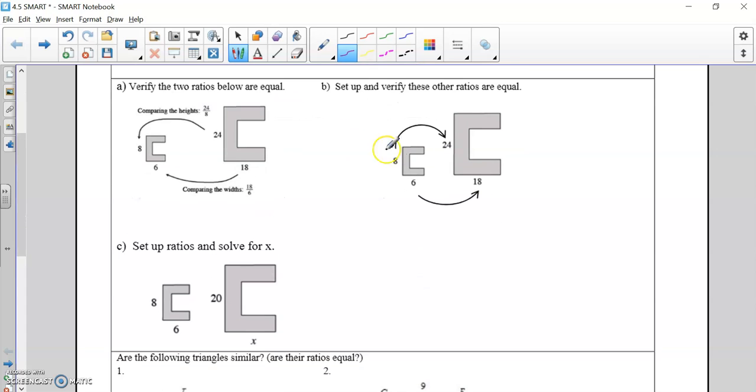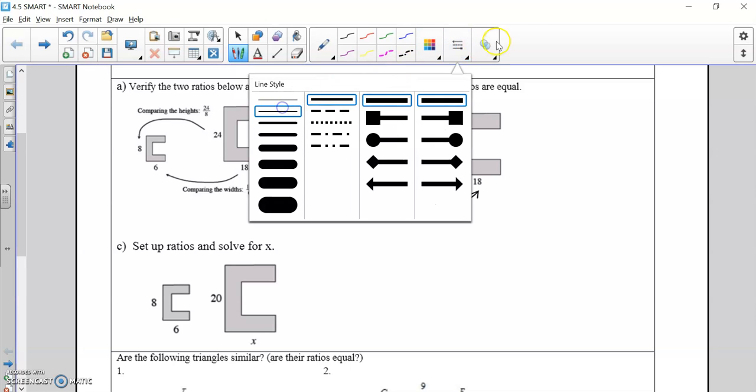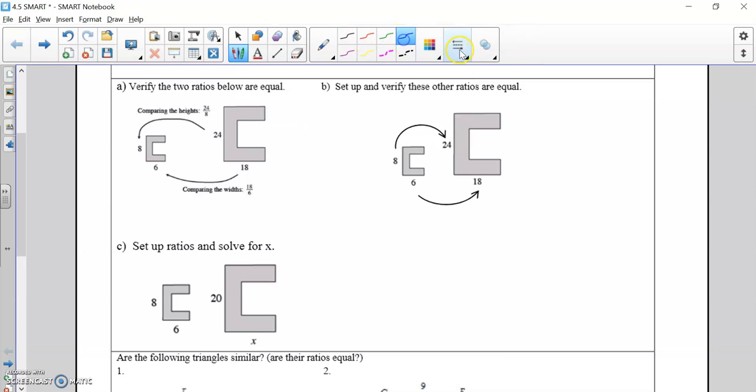All right, so with these shapes, we're going to go ahead and make some ratios and verify that they are indeed equal, because when you have similar shapes, you have to make sure all the ratios between all the matching sides are equal. If they are not, then you do not have similar figures. All right, so here we are going to do two different kinds. One is going to be with the bigger number on top, and then the next is going to be with the smaller number on top.